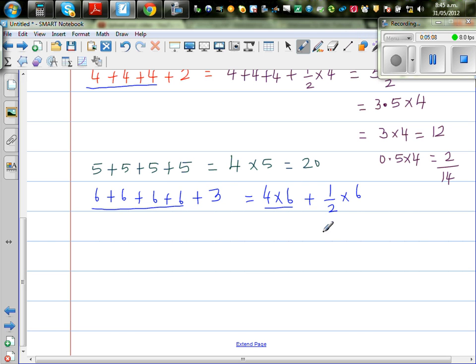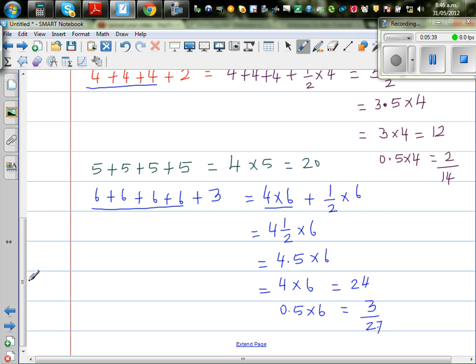But I want to write this as a product. So this is 4 lots of 6 plus half a lot of 6, which is 4.5 lots of 6, which is 4.5 times 6. 4 times 6 is 24, and half, which is 0.5 times 6, is 3, and that is 27.